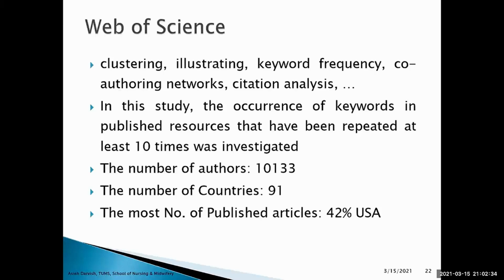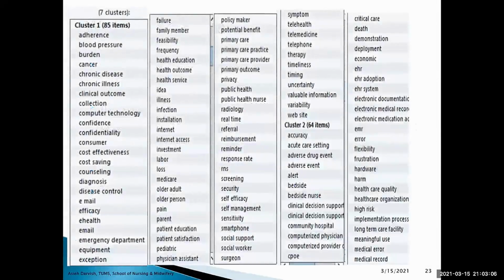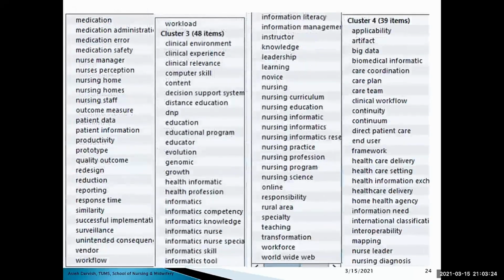And also, this VOS Viewer showed me that among these 5,790 articles, 10,133 authors were involved, and 91 countries were involved, and also the most articles were published by the USA, at 42%. I put some slides just for your information and study after this session. These are the clusters the VOS Viewer prepared for me, and it put the keywords which were repeated 10 times in 7 clusters.